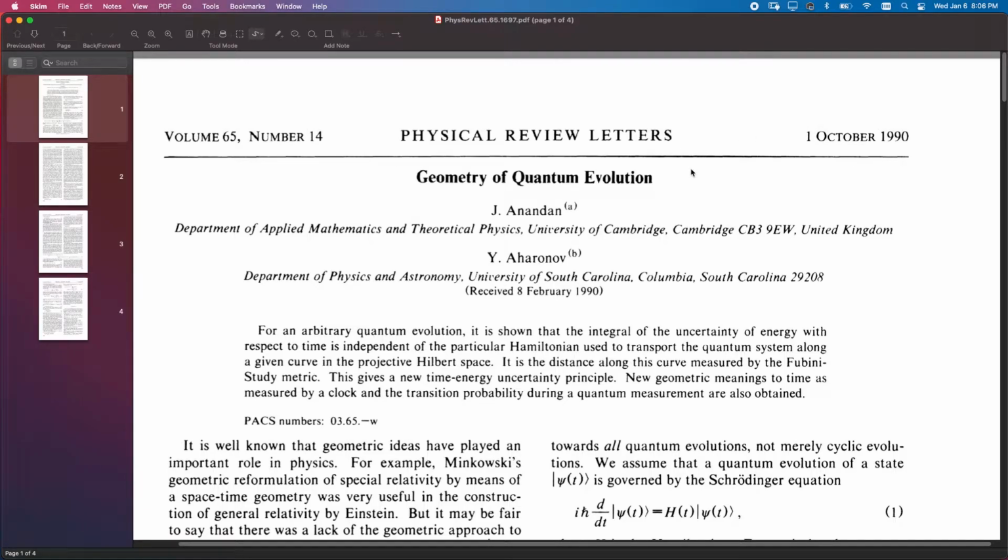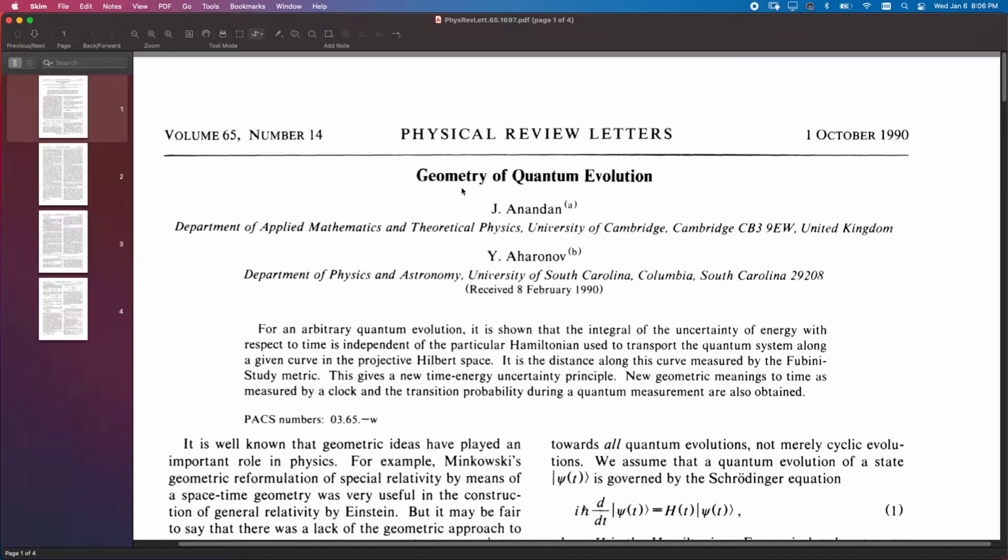So I'm going to read this paper from the 1st of October 1990. It was published in the Physical Review Letters. It's called Geometry of Quantum Evolution.